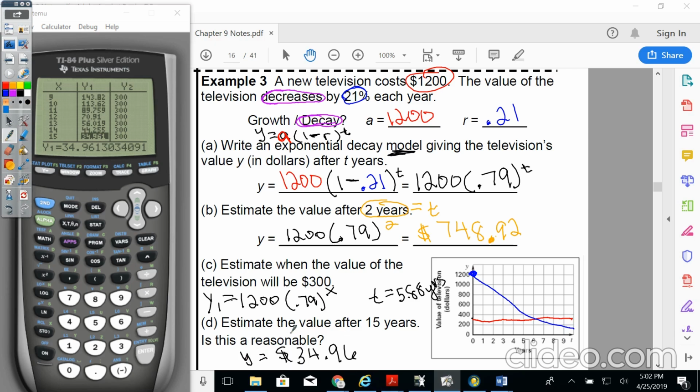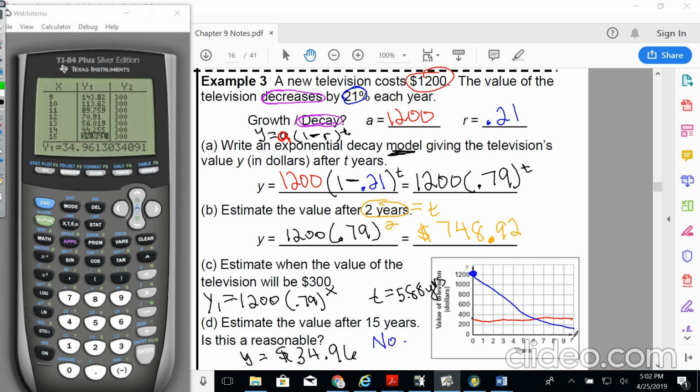So the reasonableness is asking about the situation. So is it reasonable for us to pay $35 for a TV that's 15 years old? And usually the answer to this is no. Technology changes so fast that in 15 years it's going to be a different kind of TV that you're going to be watching. And the old one's probably not even going to work on whatever program they have. Just like now, you won't watch the same TV we watched 15 years ago. So usually we don't estimate that far out.